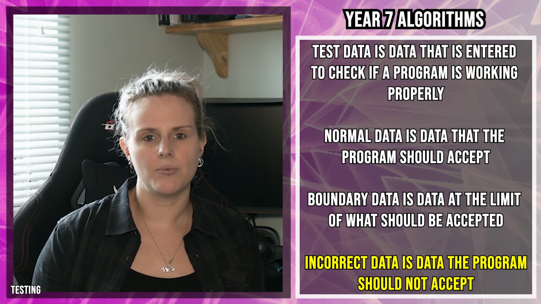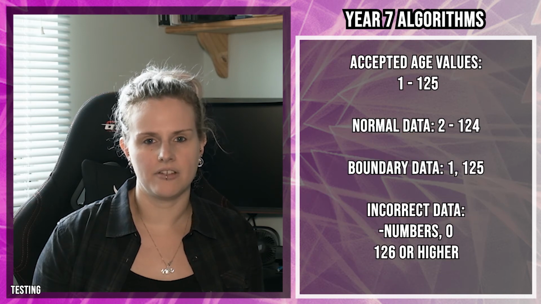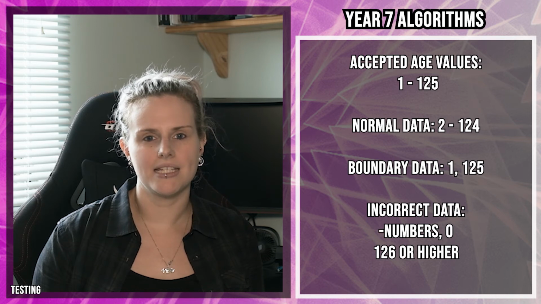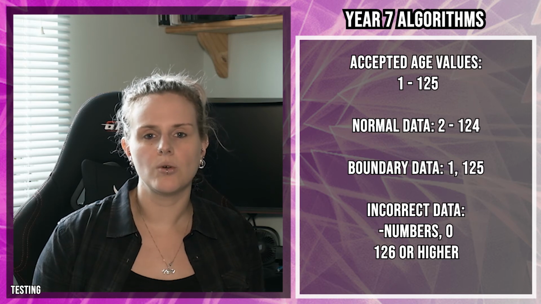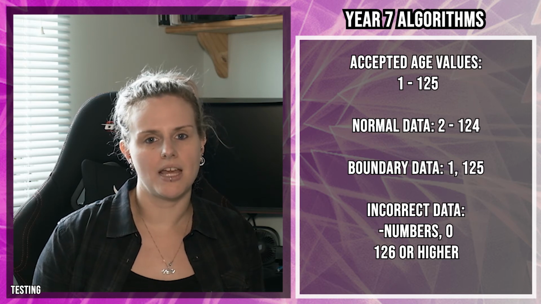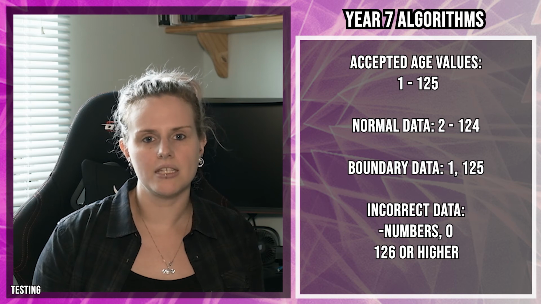So if as an example we look at a program that wants the user to type in their age. The program has been set up to accept any value between 1 and 125. So normal data would be any data between 2 and 124. So 55, 67, 99, these are all normal data to type into test. Boundary data would be the extreme values. So in this situation, it will be 1 or 125. The program should still accept these, but these are the very, very limits of what it should accept.